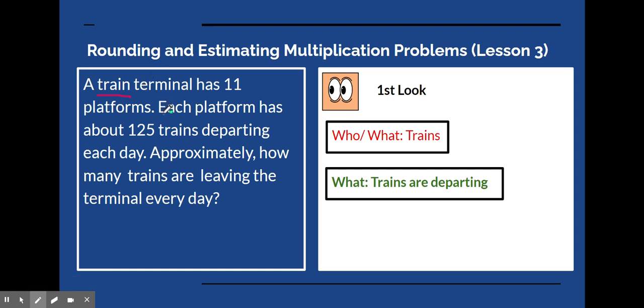So it says there are 11 platforms. Each platform has about 125 trains that are departing each day. So what are we talking about? Trains. What are the trains doing? They are departing or leaving from the platform.